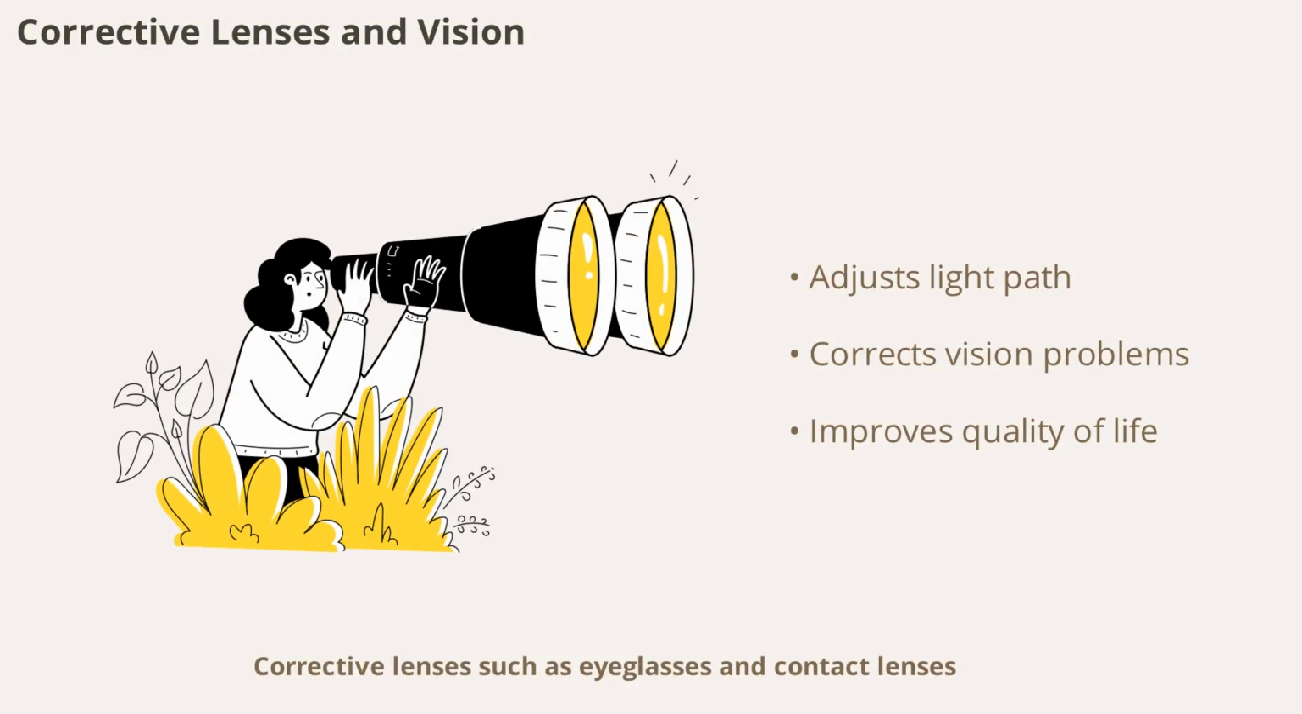Corrective lenses, such as eyeglasses and contact lenses, help people see clearly by compensating for the eye's inability to focus light properly. They work by adjusting the path of incoming light so that it focuses directly on the retina. Different types of lenses are used to correct nearsightedness, farsightedness, and astigmatism, greatly improving quality of life for millions of people.